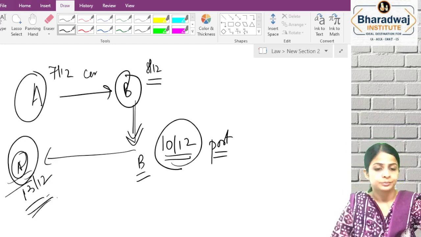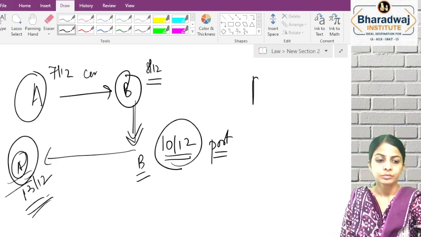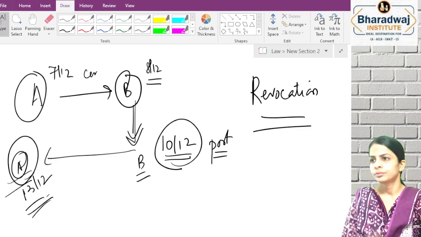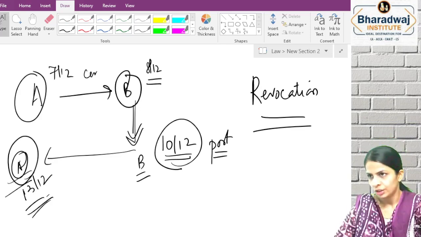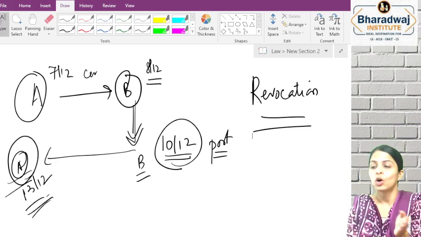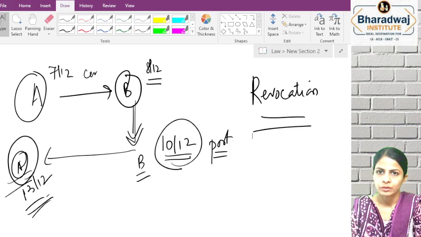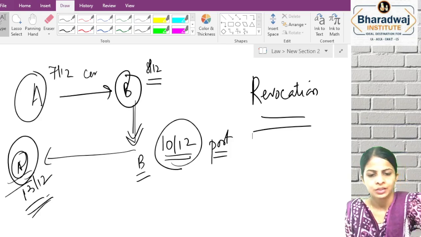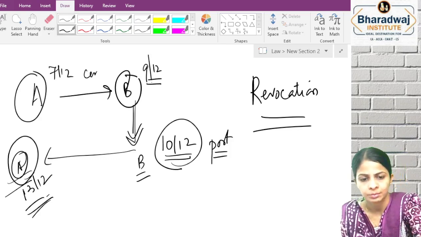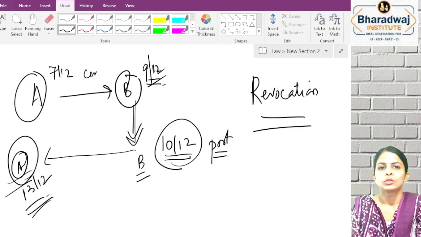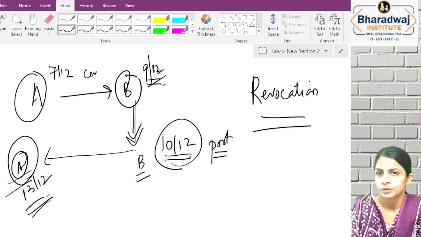What is that? Revocation. Revocation means what? Cancellation. Now you have to tell me when the offer can be revoked. I will change the date here once. Find this better. Okay, it reaches on 9th. So when the offer can be revoked.